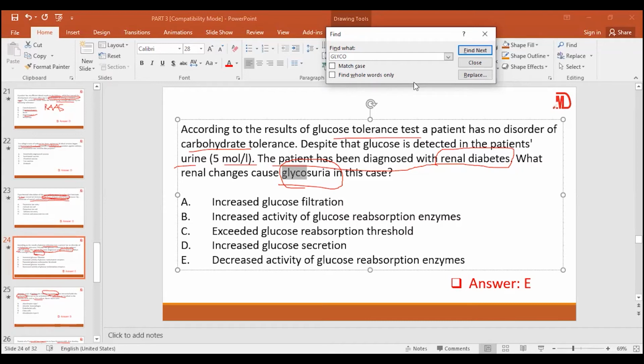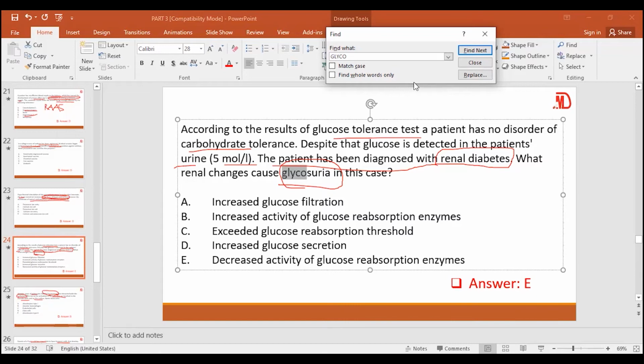Of course, glucose must first be filtered. No problem about that. But when it is filtered, it must be reabsorbed. So renal diabetes means increased glucose level, and glucosuria means increased glucose level in urine. So the glucose level is increased in the kidney and in the urine, both of them.